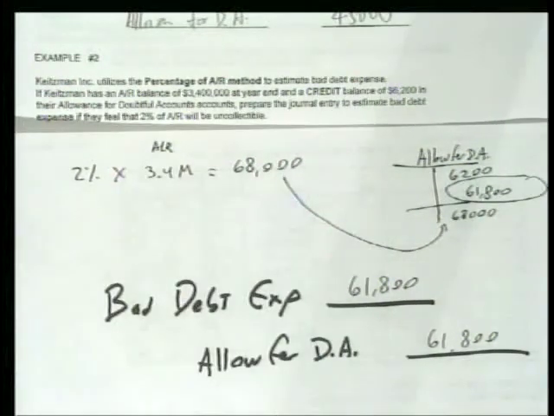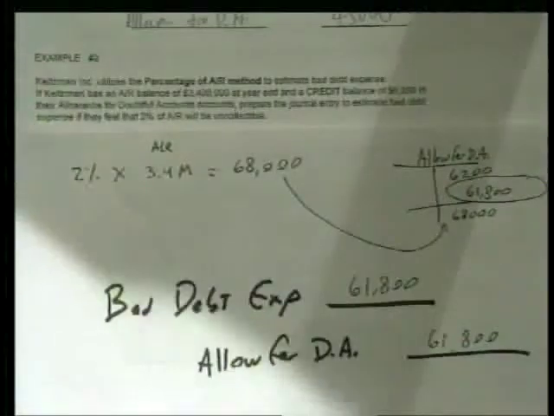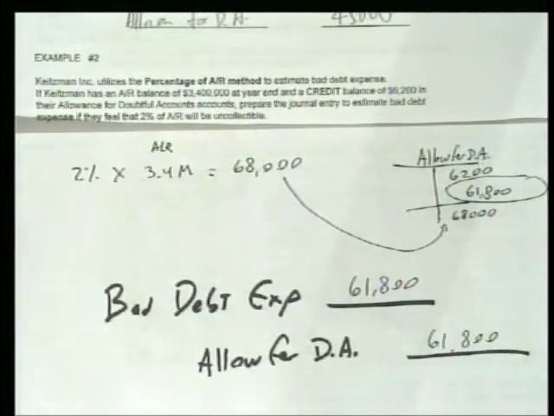Now, this may appear a little bit confusing. It's not really that bad if you just realize that there's a percentage of sales method, there's a percentage of AR method. And the percentage of AR method, you have to do that little T account thing. Okay? This I guarantee will be on the test. And a lot of students, for some reason, never seem to get it. It's not that hard. You guys can do it.